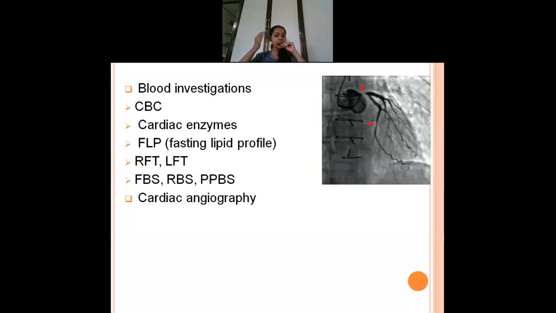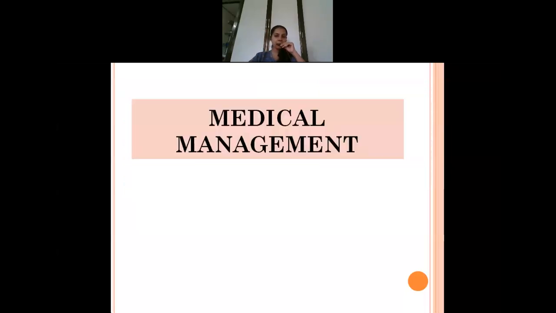Other than that, to see if there is any kidney damage, we can perform a renal function test and also check the blood sugar levels, that is fasting blood sugar, random blood sugar and postprandial blood sugar. FBS is taken only in the early morning, after fasting from 12 midnight. RBS can be taken anytime randomly. PPBS means postprandial, that is 2 hours after eating the meal you can take the PPBS value.